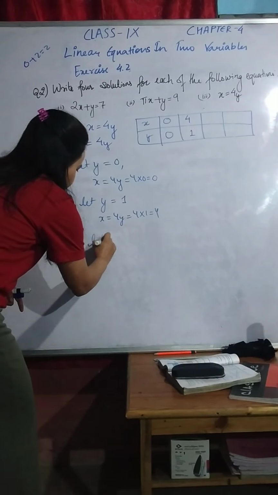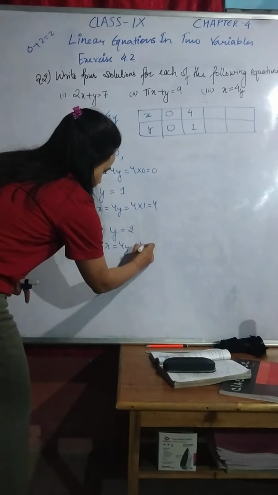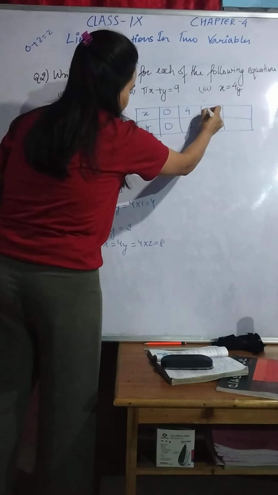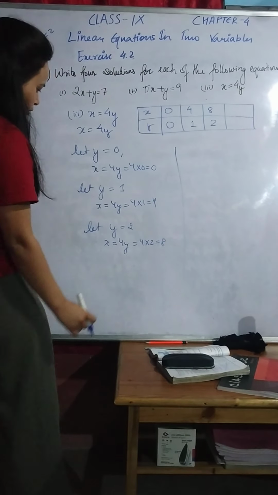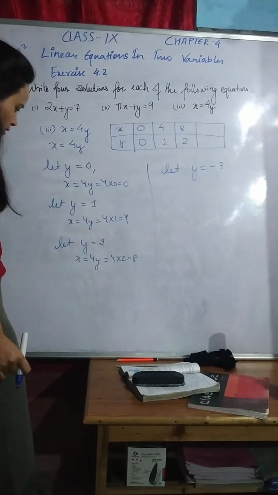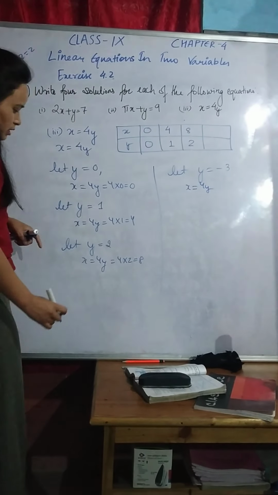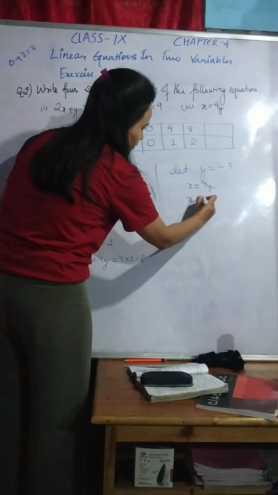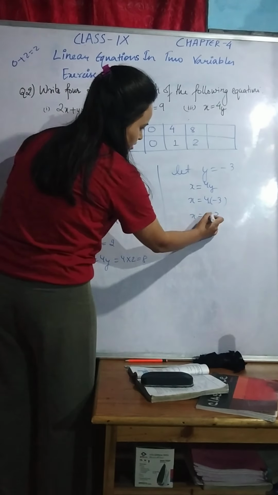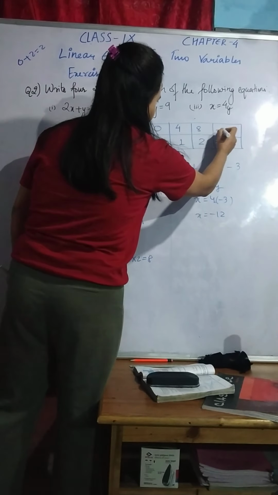Now let y is equal to 2, x is equal to 4y. So which gives us 4 times 2, which is 8. So when y is 2, x is 8. Okay, now we have to find one more solution. Let y is equal to minus 3. Now write down the equation. x is equal to 4y. Now let's put the value of y here, which is minus 3. So this is 4 times 3 is 12, and plus minus is minus. So when y is minus 3, x is minus 12.